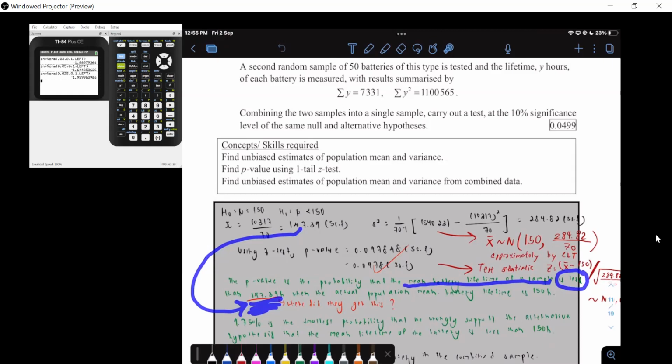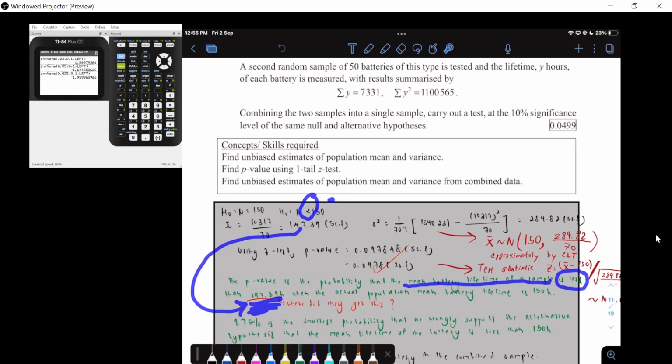In this case, it's basically telling you the rejection region. So it must be less than in order for you to be more extreme, because we are doing a left tail test. Does it make sense? I hope it makes sense.